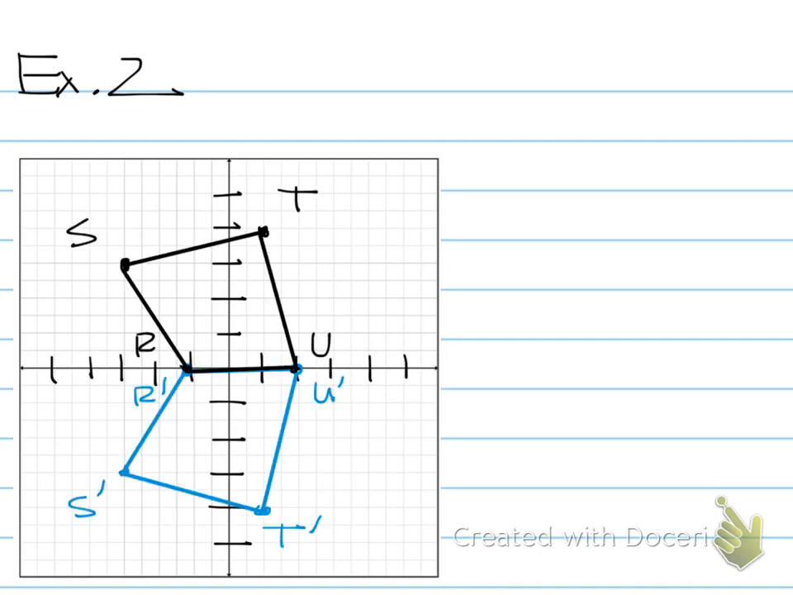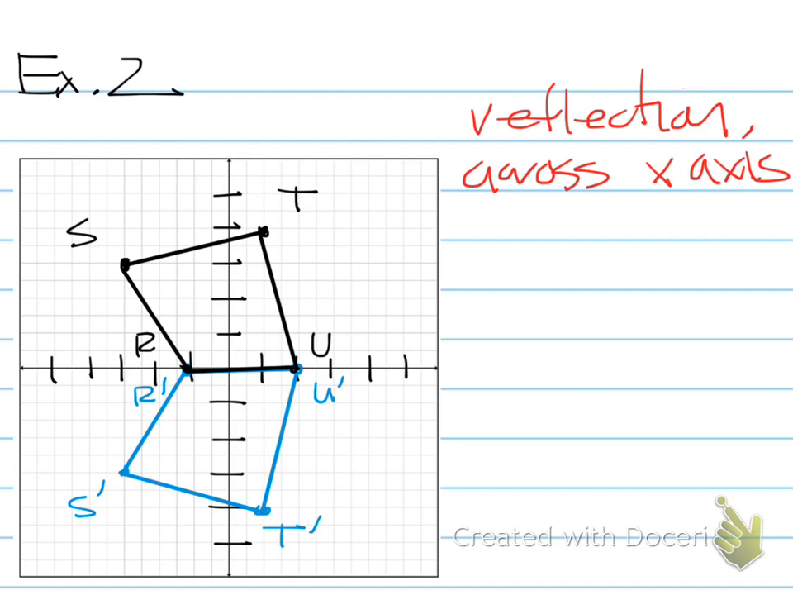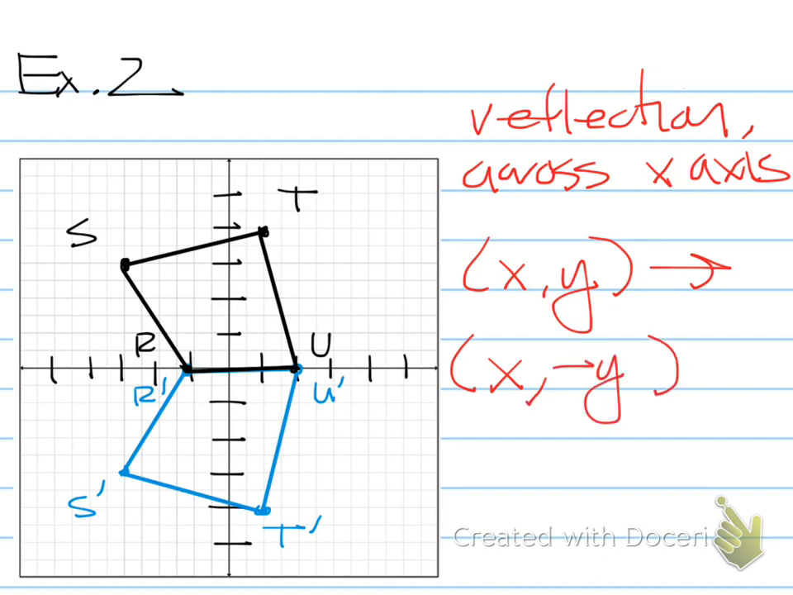Here we have the pre-image in black and the image in blue. So the black image is a reflection of the blue image. So that tells us that this is a reflection. It's a mirror image of the blue quadrilateral. And the line of reflection is the x-axis. So we refer to our notes to determine what the rule is for reflection across the x-axis. And what we do is we leave the x-coordinate alone and just change the sign of the y-coordinate.